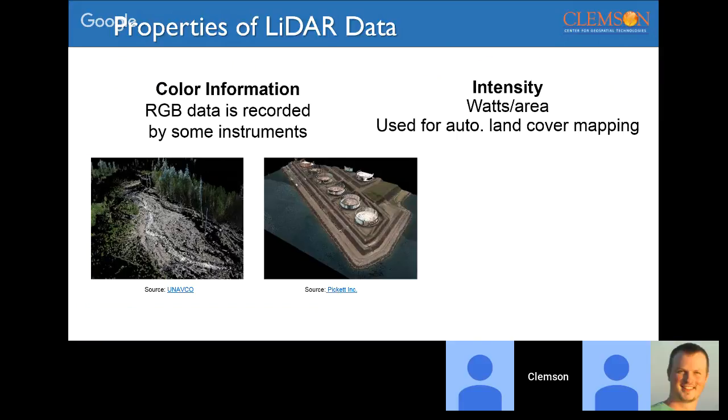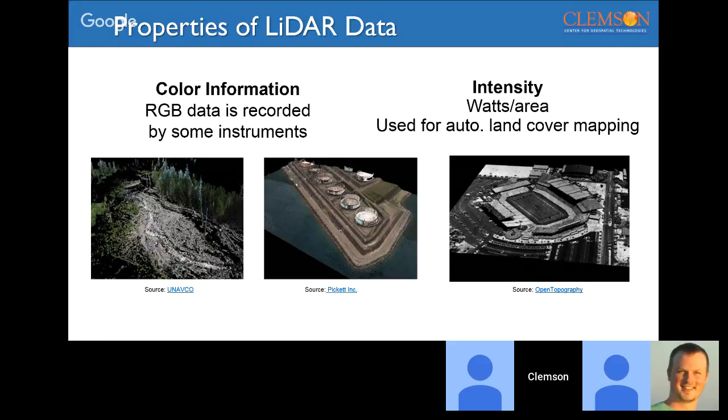Intensity is one you'll often see. Intensity is the strength of the returned signal in watts per unit area. Intensity is used for things like automatic cover delineation, say differentiating between pavement and grassy areas. It depends on a lot of things, like how far away the reflecting object was, the power of the scanner itself, as well as the properties of the reflecting surface. But there are algorithms that will take intensity data into account for some sort of analysis.